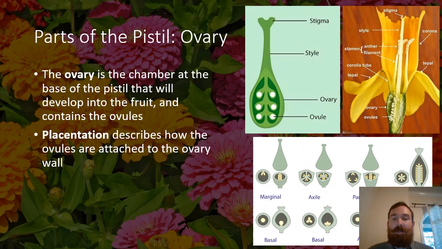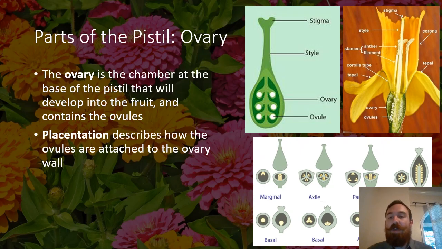The ovary. The ovary is this chamber at the base of the pistil, and after the flower has been pollinated and the seeds fertilized, it will swell and develop into a fruit. And the ovary contains the ovules. We'll talk about ovules a little bit more on the next slide. They develop into the seeds of the plant.